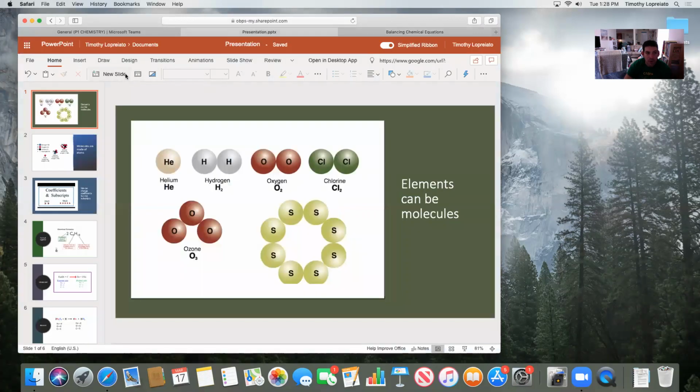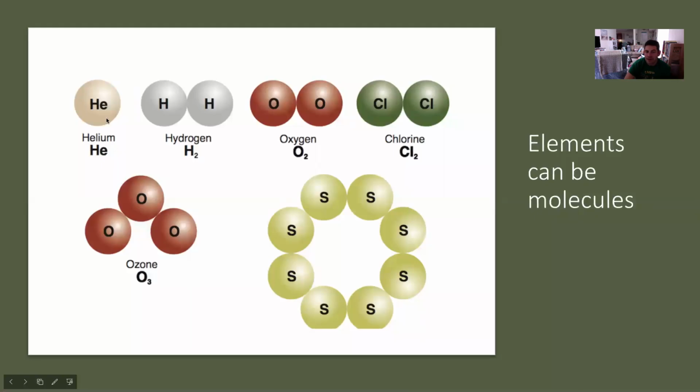So what I just want to think about when we're trying to balance reactions is that we need to have an idea of what these things look like at the atomic level. If we have something like helium, it's by itself. H2, we're seeing the 2 hydrogens together. O2, they're together. Cl2, we're thinking 2 of these atoms. We can see bigger subscripts, O3, S8. Elements can be molecules.